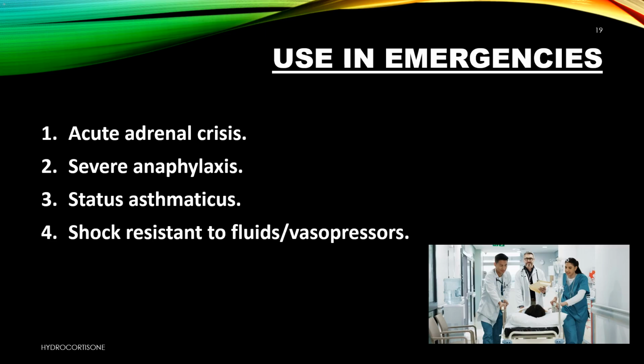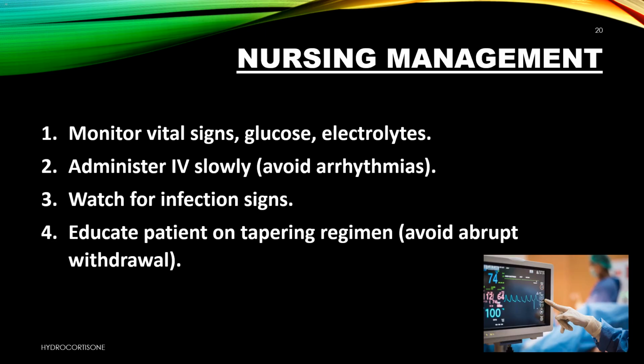3. Status asthmaticus. Hydrocortisone is used to treat status asthmaticus, a severe and life-threatening asthma exacerbation that does not respond to standard treatments. 4. Shock resistant to fluids and vasopressors. Hydrocortisone is used to treat shock that is resistant to fluids and vasopressors, helping to stabilize blood pressure and improve patient outcomes. Nursing management of hydrocortisone.